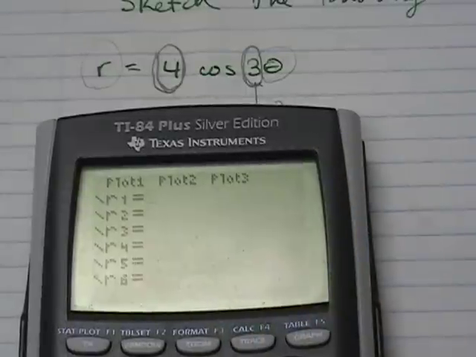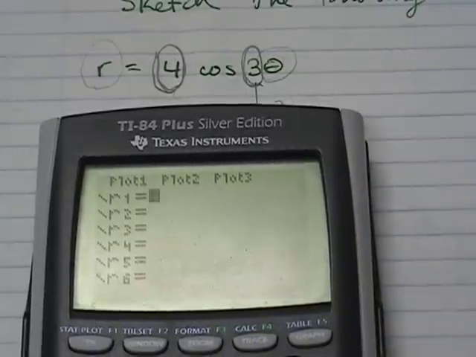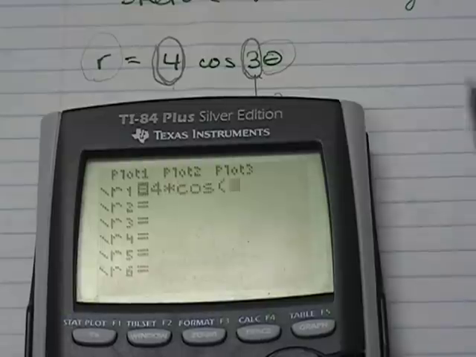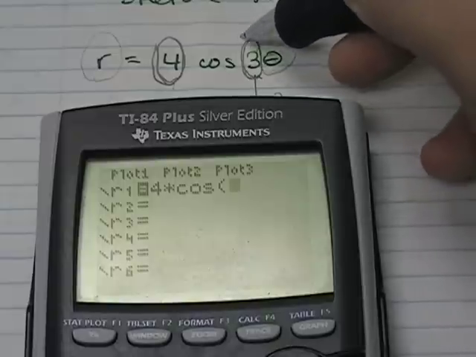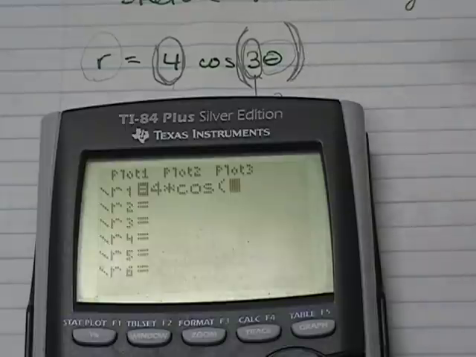Okay, so what we're going to do is type that equation into my TI-84. And we're going to say 4 times cosine. Now, you notice when you press the cosine key, it throws up a parentheses. So I'm going to insert that here. We have to remember to close that here.